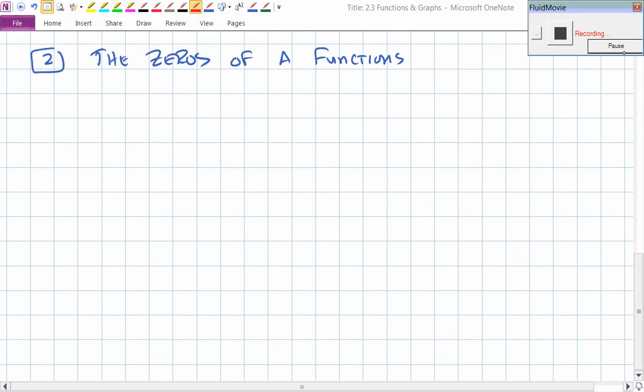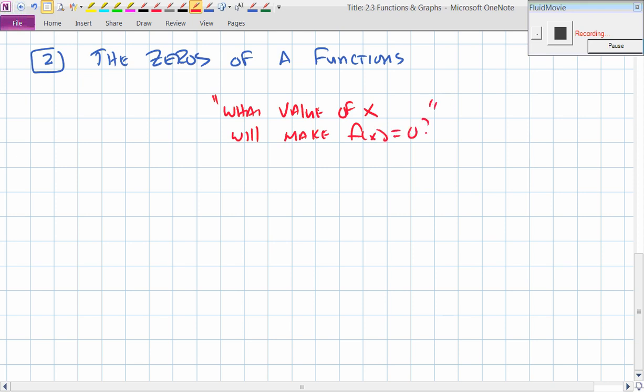All right, when we're talking about the zeros of a function, what we're doing is we're asking ourselves this question: what value of x will make f of x equal to 0? That's the question that we're trying to answer when we say the zeros of a function. The zeros of a function are also the same thing as the x-intercepts, which I'll show you on the graph.